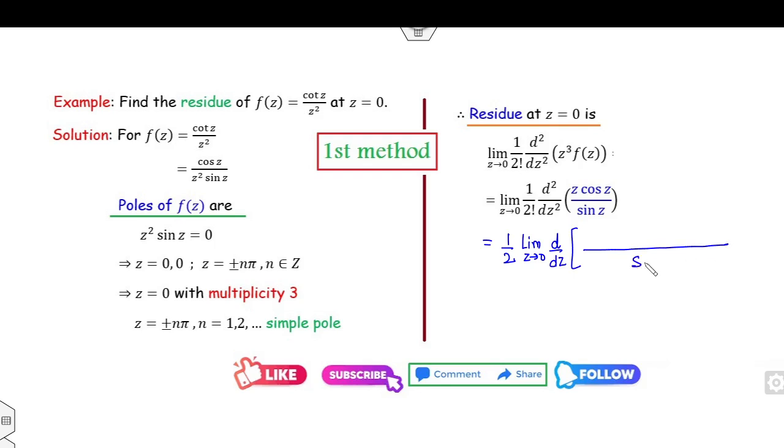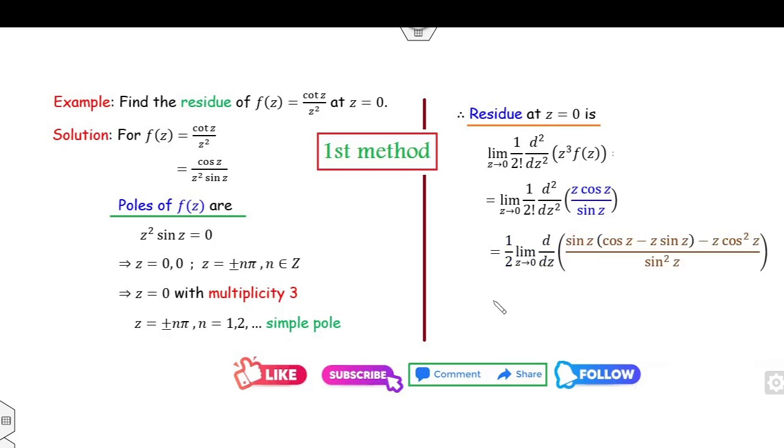What is the first derivative of the function? It's sine square z. This is sine z into one of cos z minus z of sine z, minus z of cos z into sine z, sine is a cos, it's a cos square. Is it okay? Now you can open the bracket.